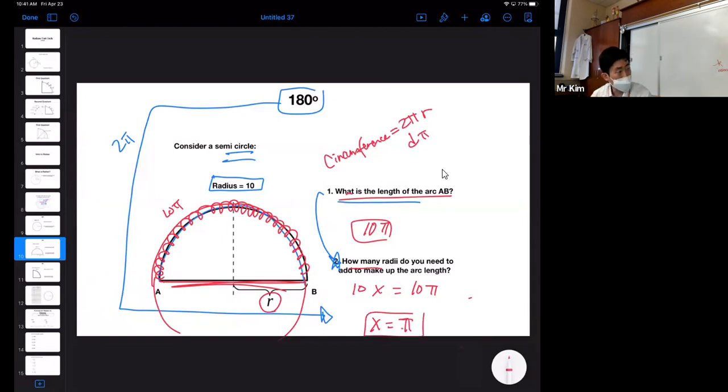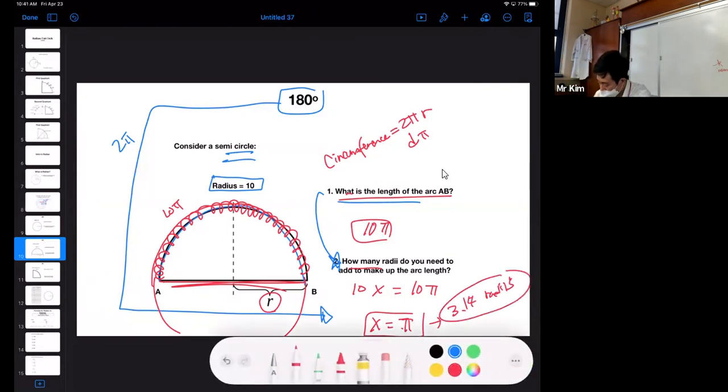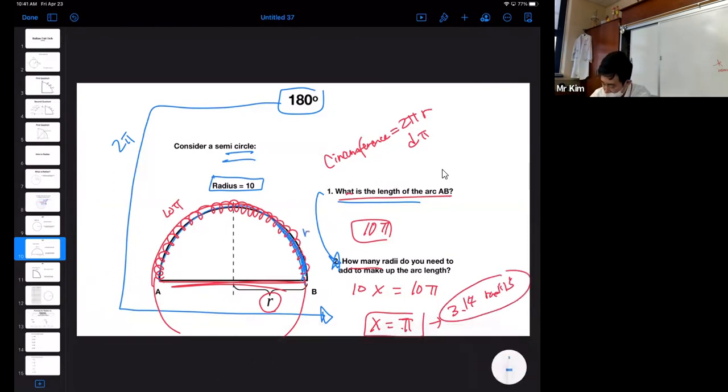Guys, you need to understand what that means. It means that you need about 3.14 radii. You need to have 1 radius here, that's 1 radius here, that's another radius here, and that's another radius here, and just a teeny tiny bit, which is about 0.14, to make up the entire arc length of that half circle.